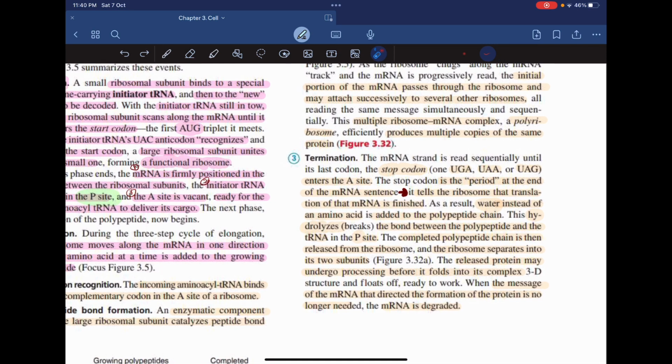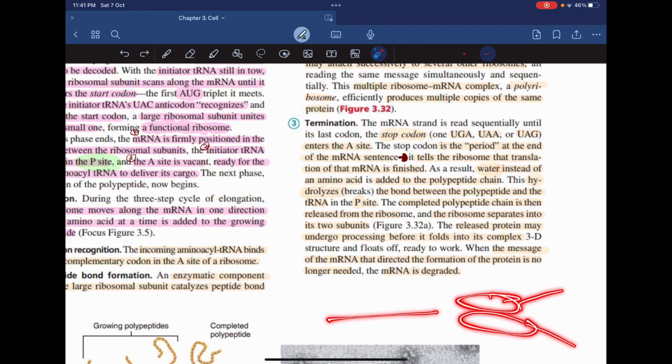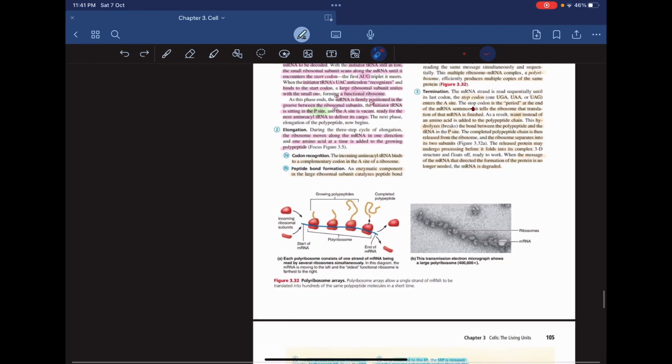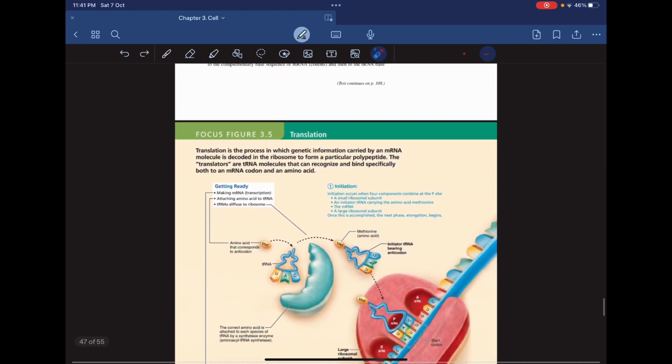Water instead of an amino acid is added. It hydrolyzes the bond between the polypeptide and the tRNA in the P site. The completed polypeptide chain is then released from the ribosome, and the ribosome separates into two subunits. The released protein may undergo processing before it folds into its complex 3D structure. When the message of the mRNA that directed the formation of protein is no longer needed, the mRNA is degraded. So here, they are telling you that after we hydrolyze the bond, both subunits of the ribosome detach. The mRNA, if we don't need it, is degraded. That's it. And the protein may be folded into a 3D structure.